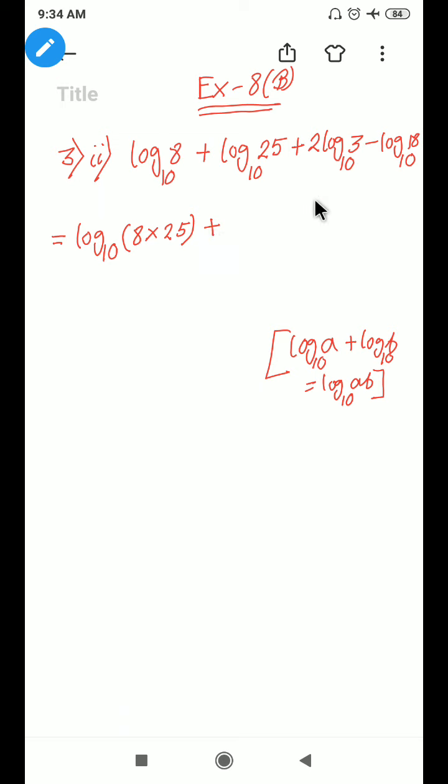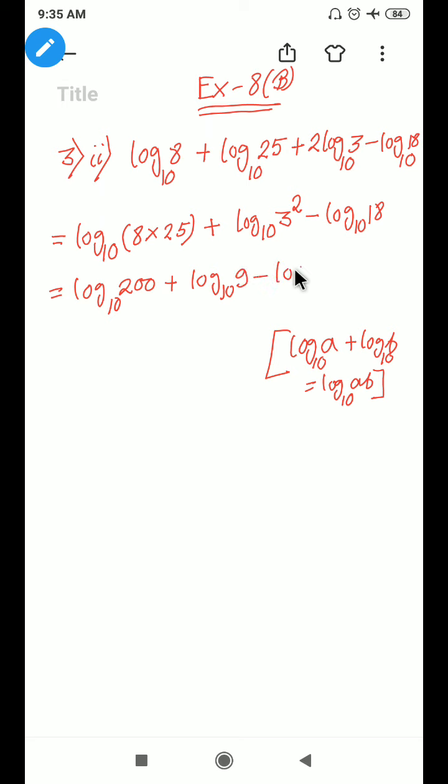Now these two go to here, the square of 3 happens, and here is given log 18 base 10. Now if you multiply 25 and 8, you will get 200, and here it will be 3 to the power 2, which is 9, minus logarithm 18 base 10.